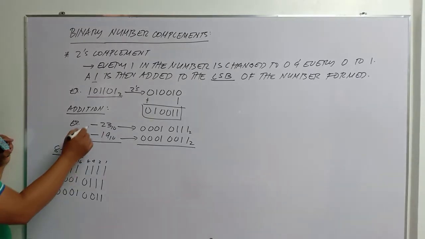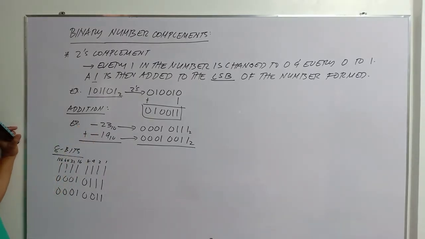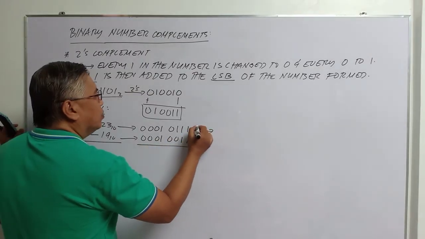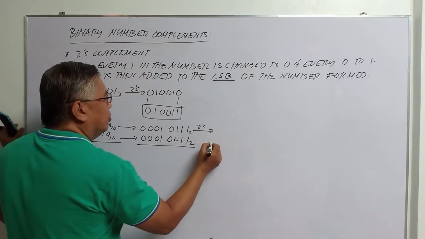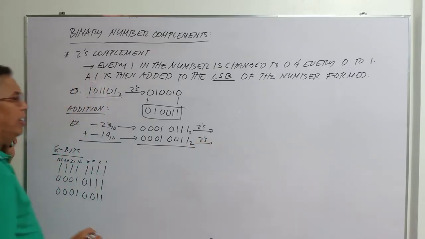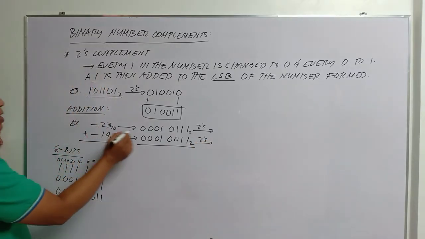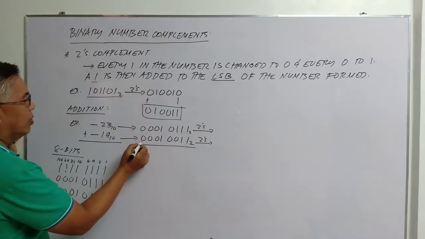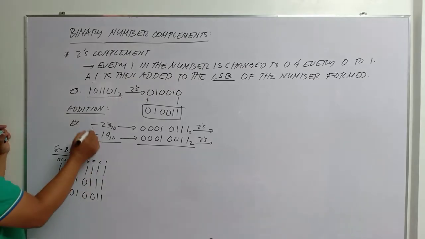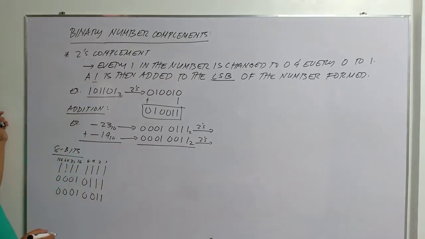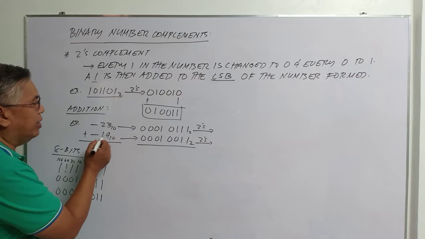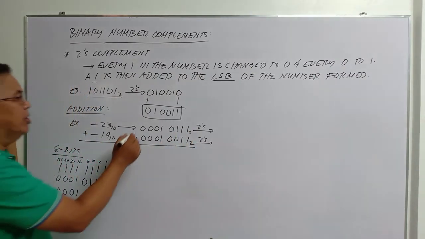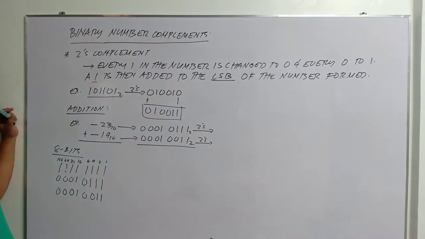If you notice, both numbers are negative numbers, so we have to obtain the 2's complement of these two numbers. You have minus 23, and this one here is positive 23, and this one here is positive 19. So we want to obtain the negative equivalent of 23 and 19, so we obtain the 2's complement of this particular number.